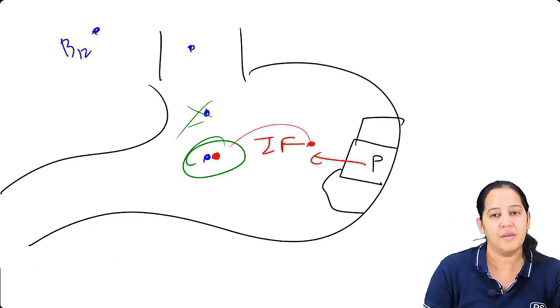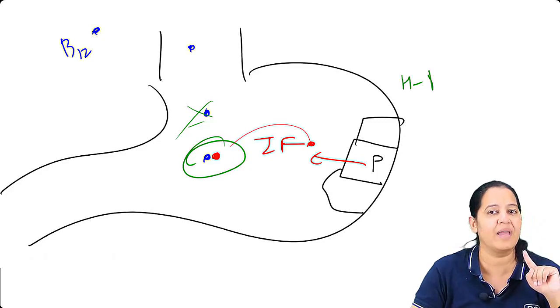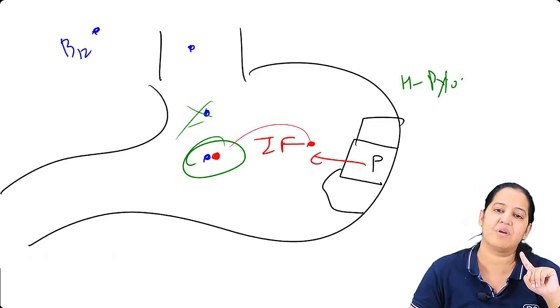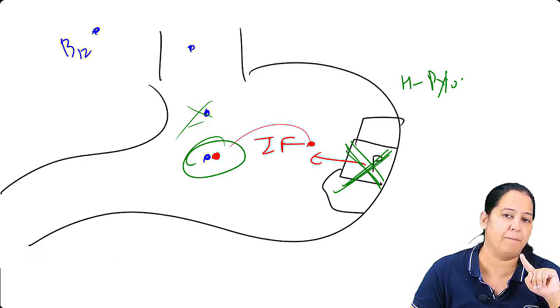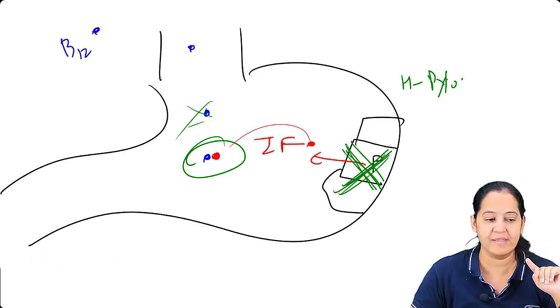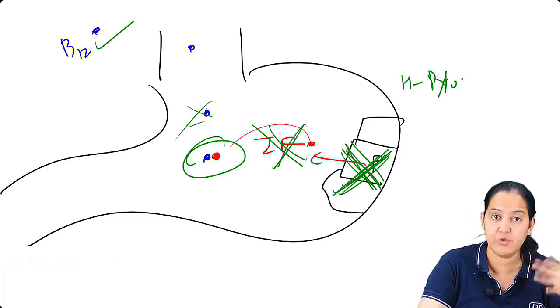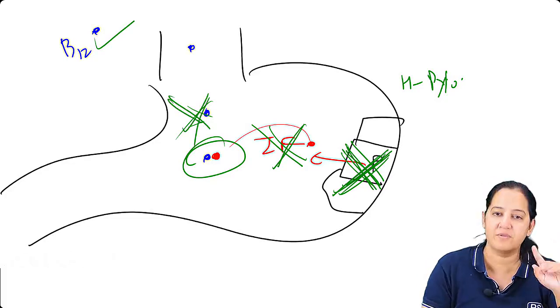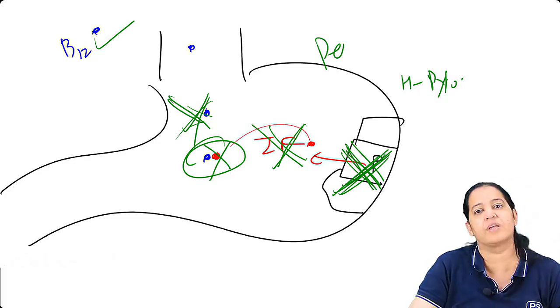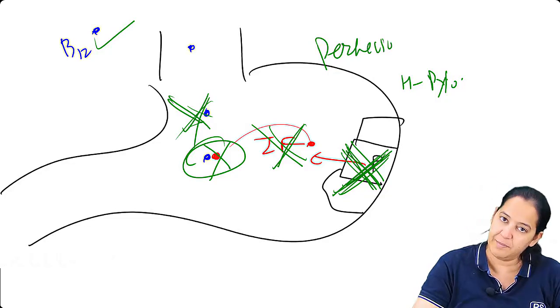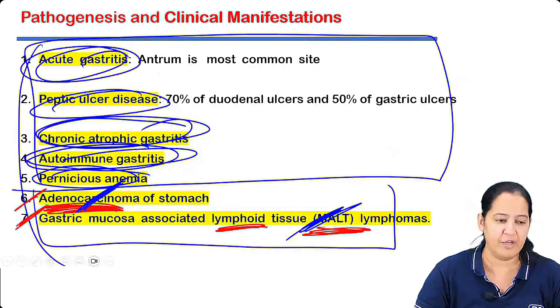Imagine someone is having H. pylori gastritis. In H. pylori gastritis, the parietal cells are destroyed. So if parietal cells are destroyed, intrinsic factor will not be secreted. So the person is eating B12, but B12 will not be absorbed because intrinsic factor is absent. Such anemia is known as pernicious anemia. So vitamin B12 deficiency will occur and lead to pernicious anemia.